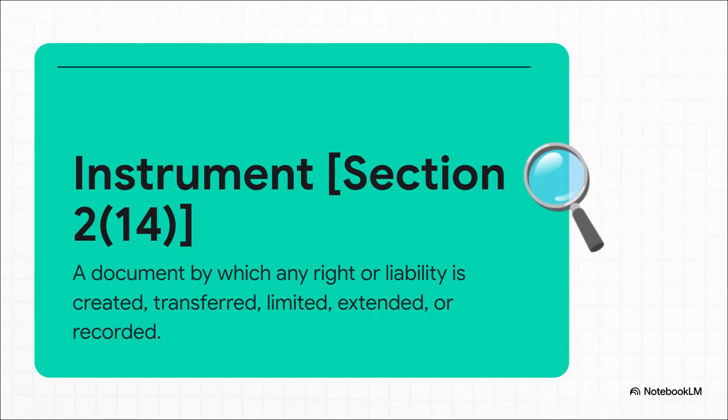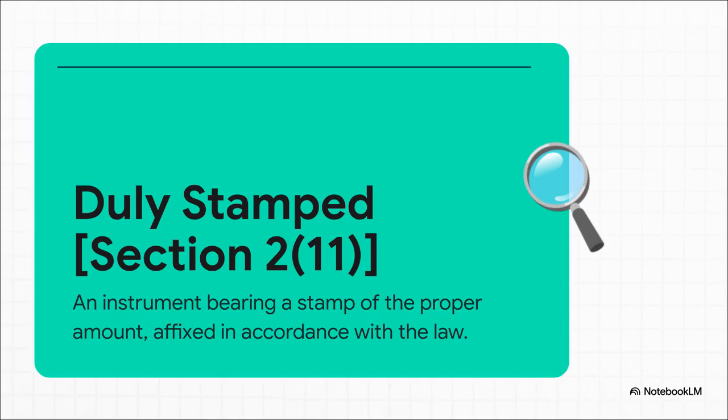An instrument is a document that does something legally. It creates a right, it transfers ownership, it records a liability. A sale deed is an instrument, a loan agreement is an instrument. But just a regular letter you write to a friend? That's not. Next, duly stamped.